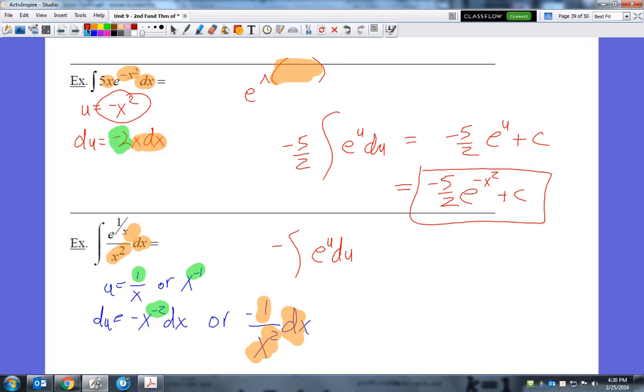Okay, so negative e to the u du becomes e to the u plus c. It has this negative coefficient, and with the rewrite in terms of x will become e to the 1 over x. The negative is the coefficient of e, so it'll be negative e to the 1 over x plus c. Alright.